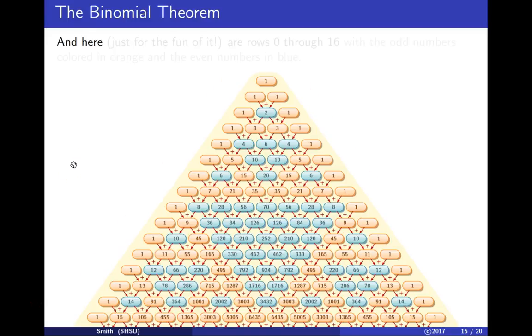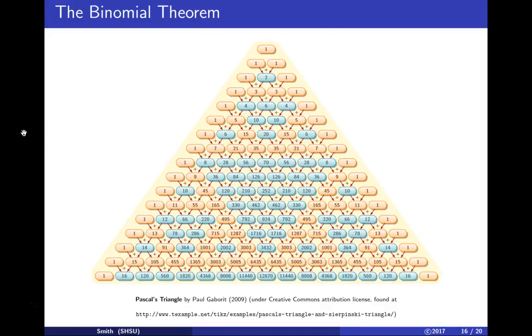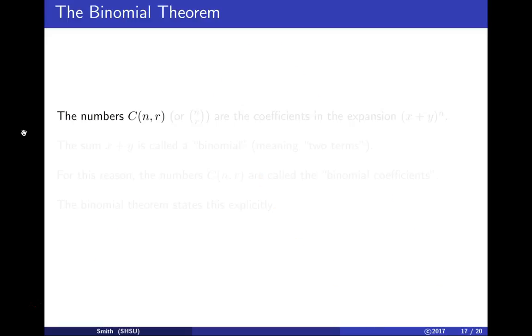There are the first 15 rows or so, with the odd numbers here in orange and the even numbers in blue. So the even and odd numbers make an interesting pattern. There are all sorts of fascinating patterns that show up in Pascal's triangle. And this copy of Pascal's triangle I got online using the Creative Commons Attribution license, so I'm thankful to Paul Gaborit for setting this up.